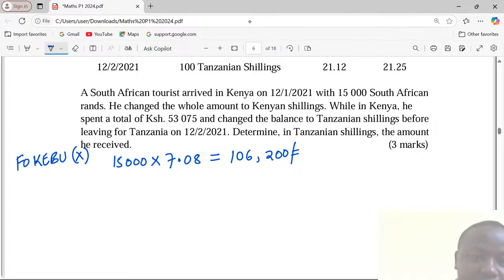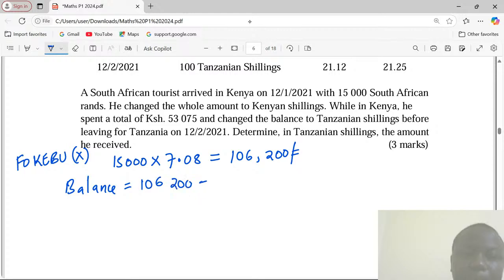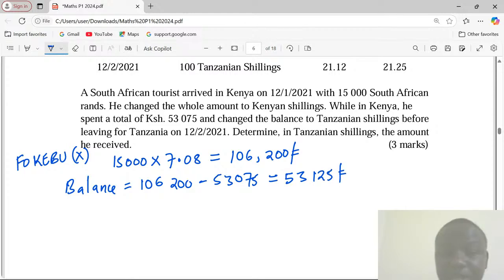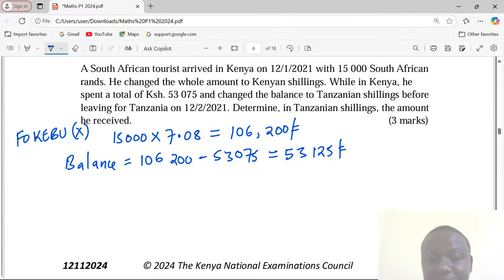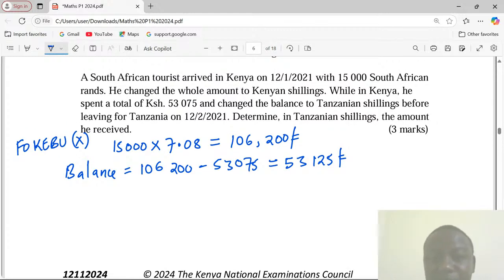53,075. That means we need to know the balance now, which will be given by 106,200 minus 53,075, and this will give us 53,125 Kenya shillings. So this is now the amount in Kenya shillings the tourist is having when going to the bank to claim some Tanzania shillings.